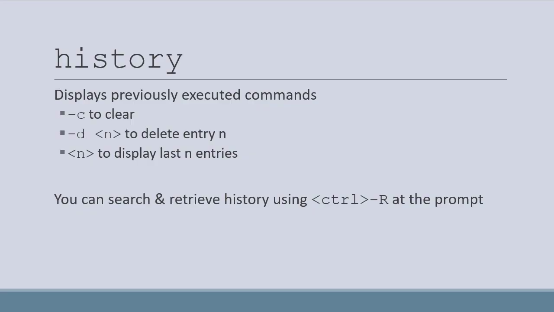The history command will give me a list of the commands that I've executed previously. And in some cases, I may want to keep those commands a secret. For example, if I accidentally type my password at the prompt, or if for whatever reasons I want to cover my tracks, I can give it the -c option to clear all the history, or I can delete a specific entry with -d and the number of that entry. And then I can also use Control-R at the prompt to search and retrieve history. And so we'll see an example of that in a moment.